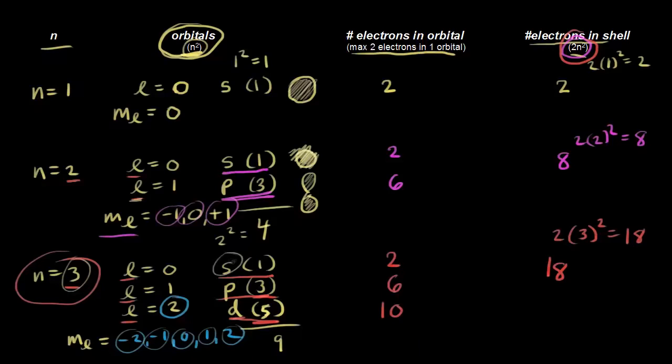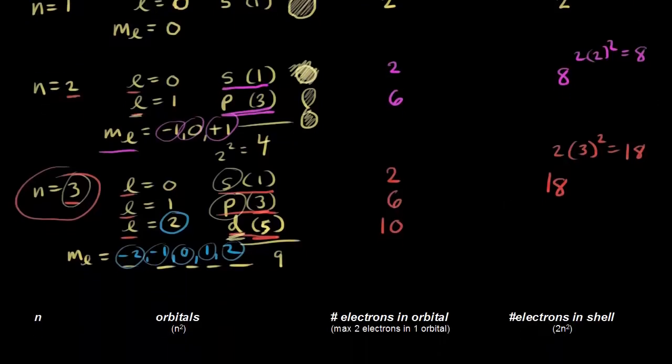shape of an s orbital. We talked about the shape of a p orbital. When you get into things like d orbitals, you start to get a little bit complicated, and it's a little bit tricky for me to draw. So I'm not going to attempt to draw all the d orbitals in the 5 different orientations. So let's just move on to n is equal to 4.